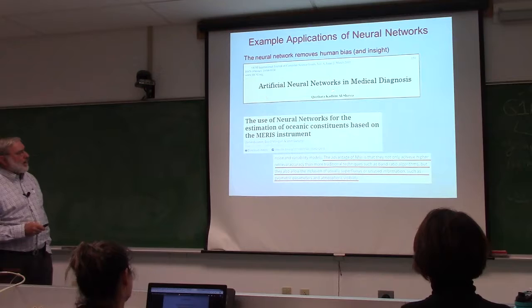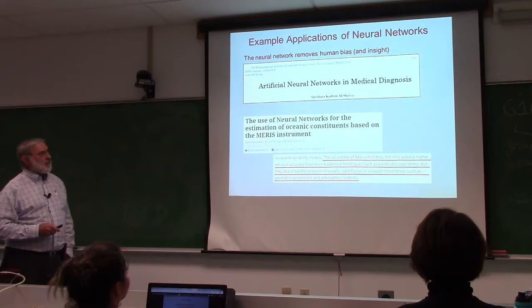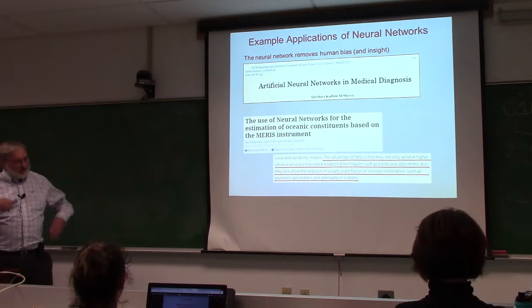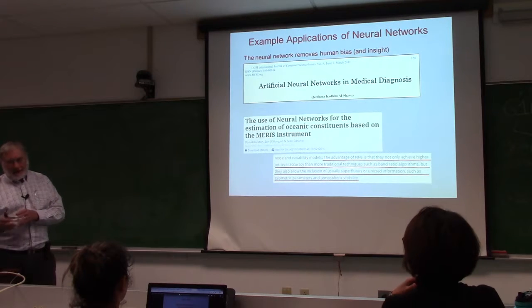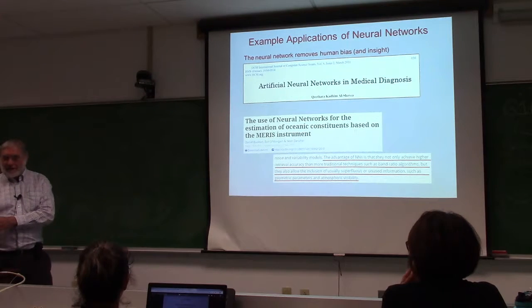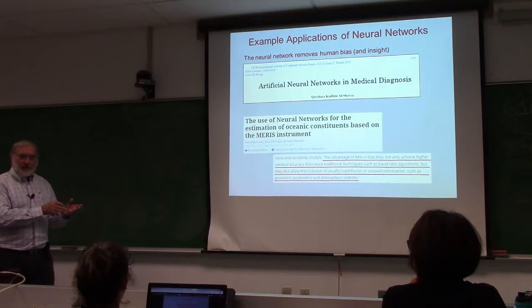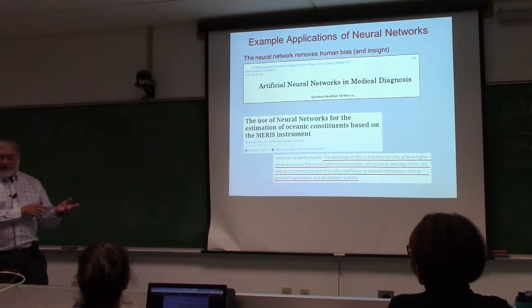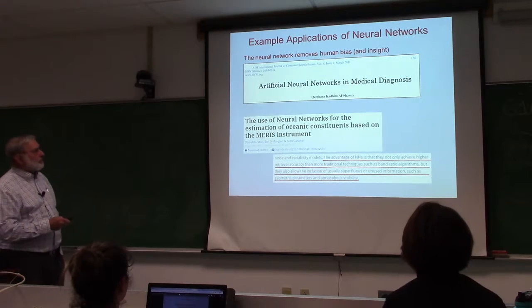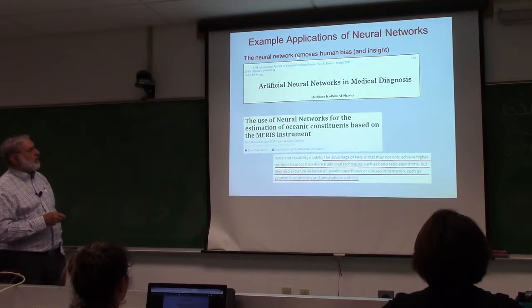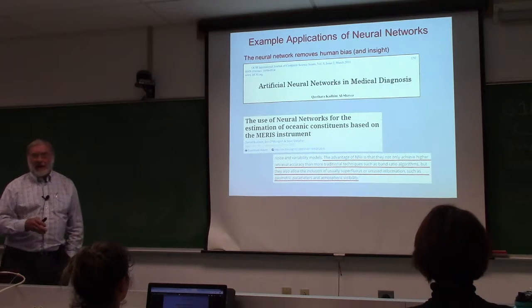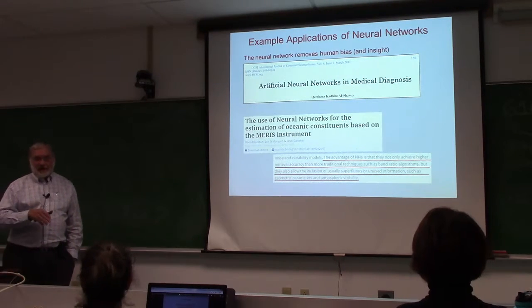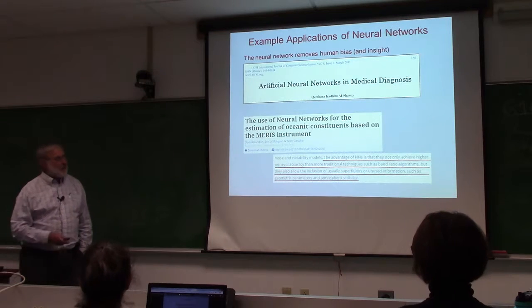So neural networks are being used quite a bit in medical diagnosis now, where you feed in all your symptoms, and the doctor says, well, I think he's got a gizzard going bad, and the neural network says, no, I think it's probably the kidney that's failing. One of the nice things is the neural network removes human bias. The downside is it also removes human insight.